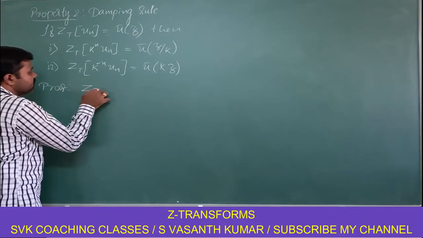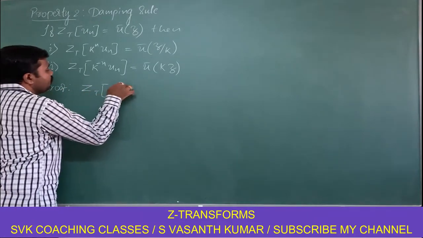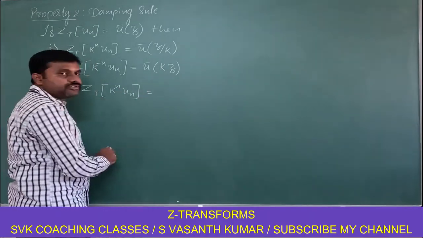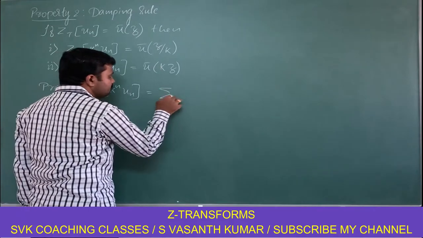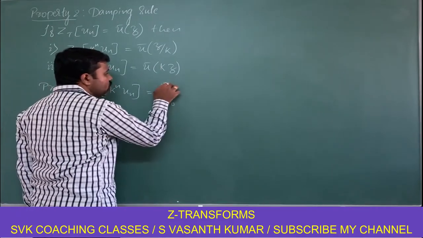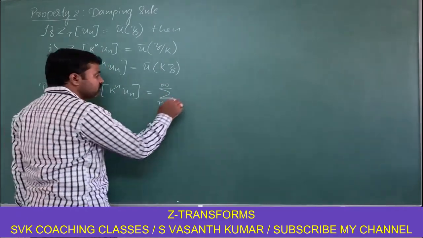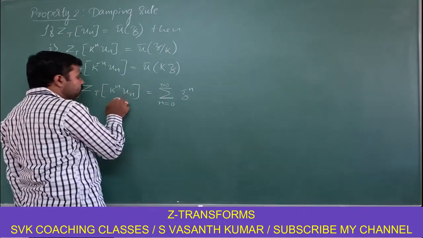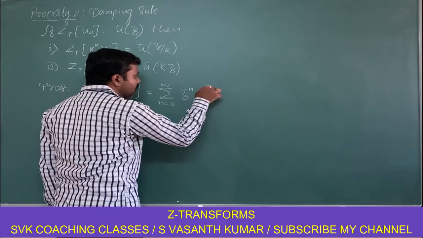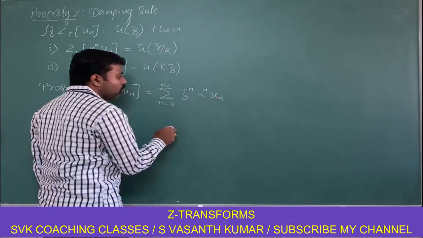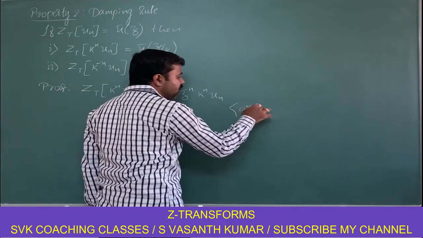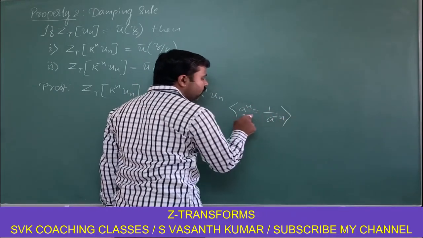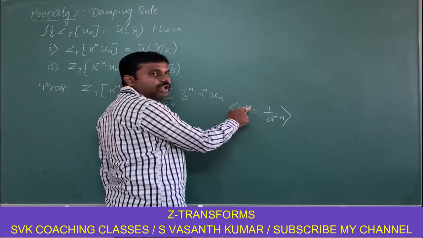So consider the Z transform of k power n un. By definition of Z transformation, this can be written as summation n equal to 0 to infinity z power minus n into un. In place of un, we have k power n into un. Here we can write a power n as 1 over a power minus n. The reciprocal of a power n is what?